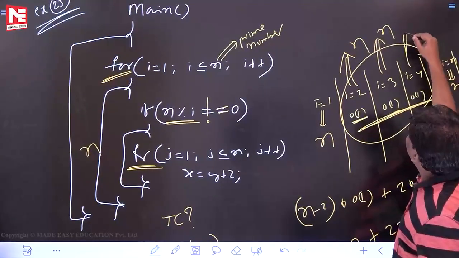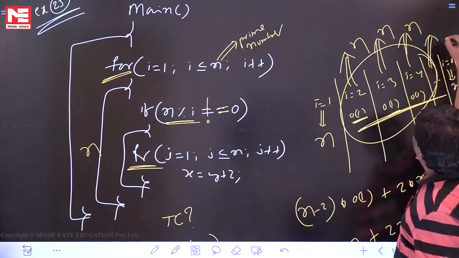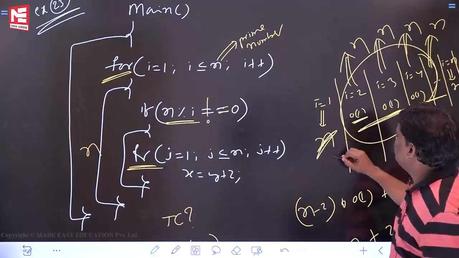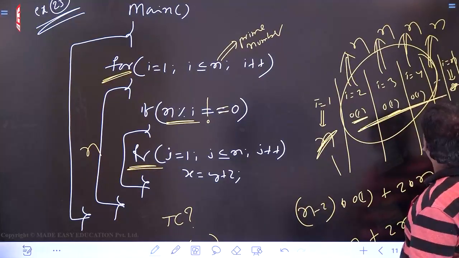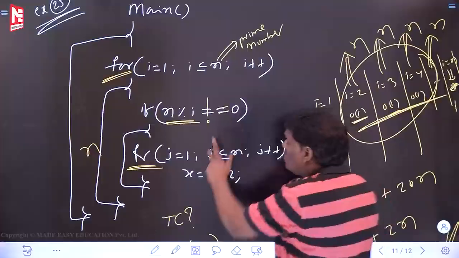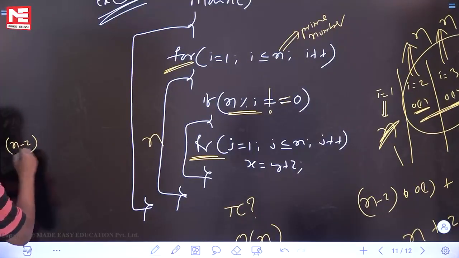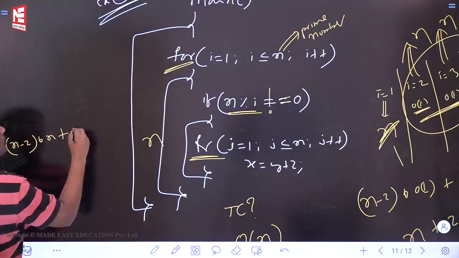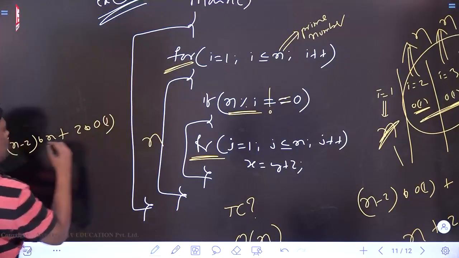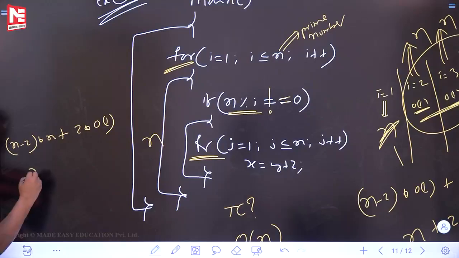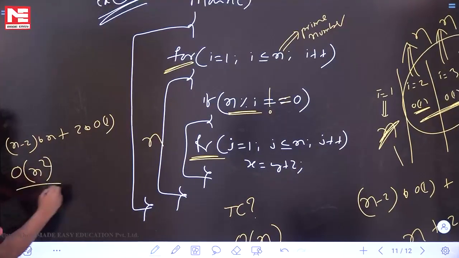Everyone is n. First one, last one is 1. The reverse will happen. So finally, what is the answer if it is not equal? The answer is going to be n minus 2 times n. Next one, 2 times 1. Finally, forget about small constants. What is the answer? n squared. Then the answer is n squared.